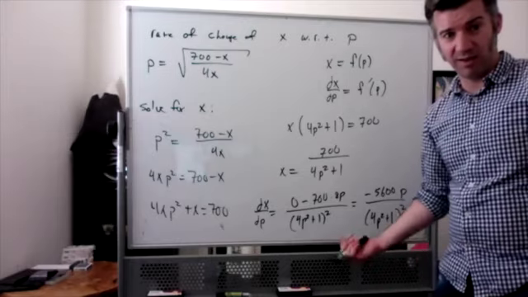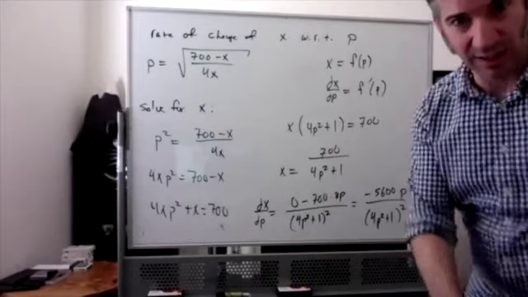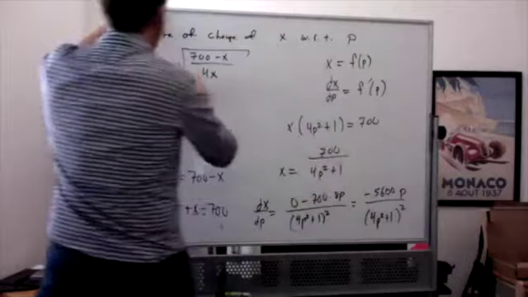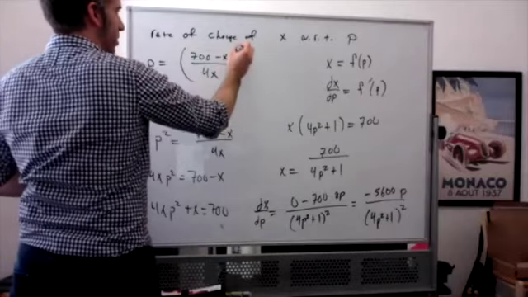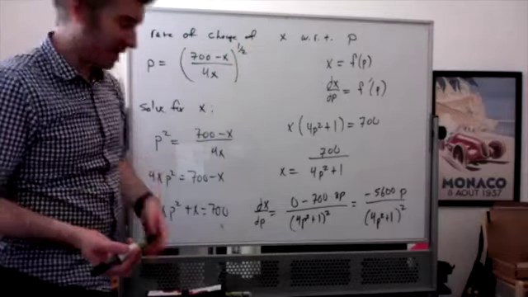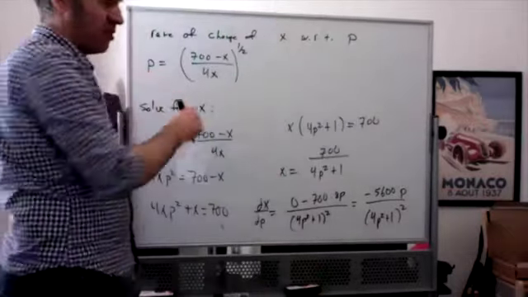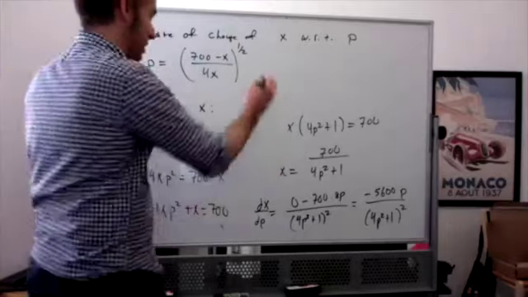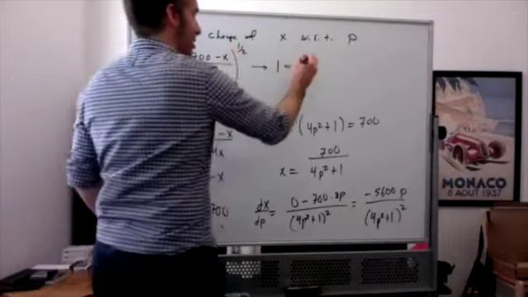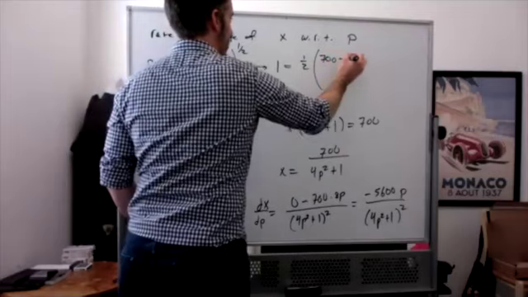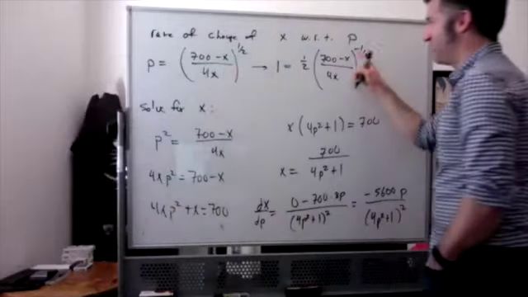If someone wants to chime in about this one, I'm happy to hear what you have to say. The other way you could try doing this one seems a little crazy. You could, if you really wanted to, say that this function is ((700 minus x) over 4x) to the 1/2 power, and then you could differentiate both sides implicitly. So you could say, okay, what's the derivative of p? Well, the derivative of p is 1 because we're differentiating with respect to p. And what's the derivative of this side? Well, some stuff to the 1/2 power gives 1/2 times your stuff to the negative 1/2 power times the derivative of your stuff.